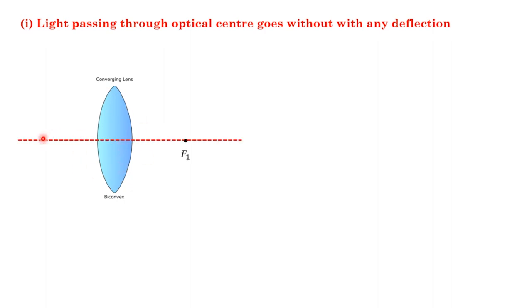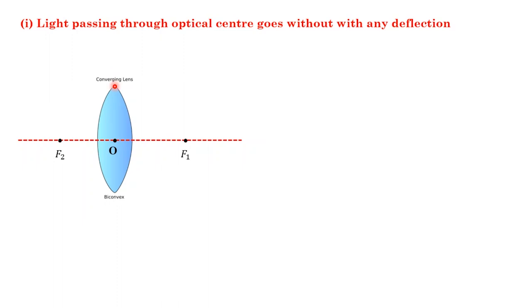Now the third rule is: light passing through the optical center goes without any deflection. Suppose we have a convex lens, this is f1, this is f2, and this is our optical center. The optical center is the midpoint of the lens.